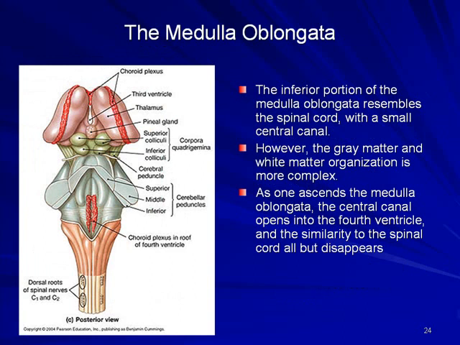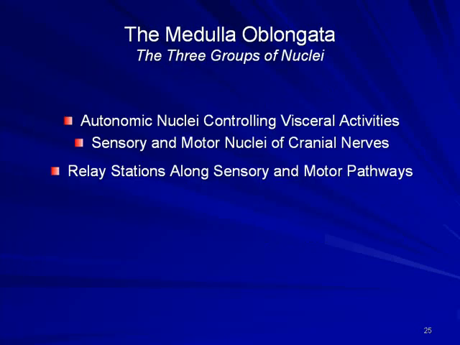Again, that's where that blend will take place from the lower, inferior portion of the medulla oblongata as it blends into the spinal cord. The gray matter, white matter organization is a little more complex, and we'll touch upon that in some of the other lectures that are part of this series. As one ascends the medulla, you'll see the central canal that opens up into the fourth ventricle. That's where some of the cerebrospinal fluid would be located.